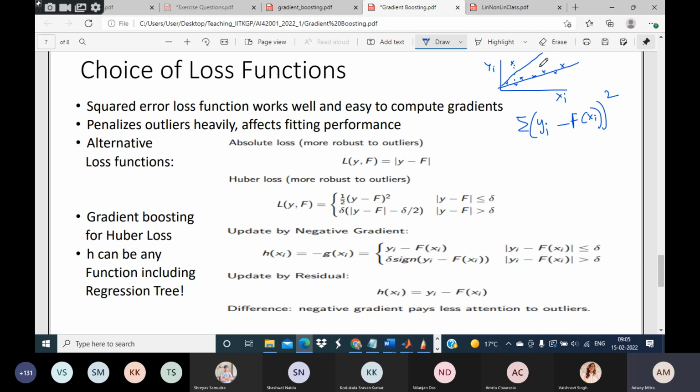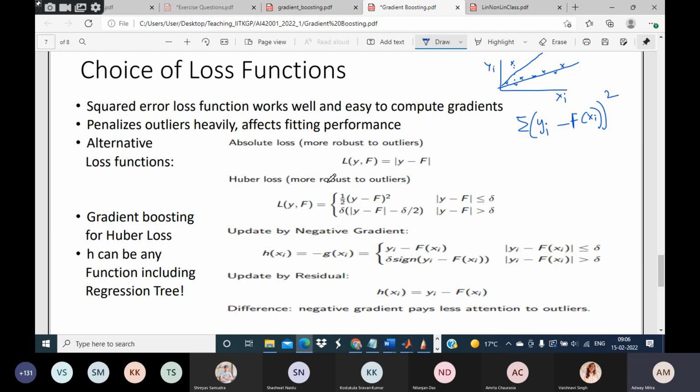So basically, in the presence of outliers like this, the squared loss function does not do a great job. So I need other loss functions which are more robust to outliers. One way to do it is to use the absolute loss. That is, for every data point, I just calculate the absolute difference between the true value and the predicted value.